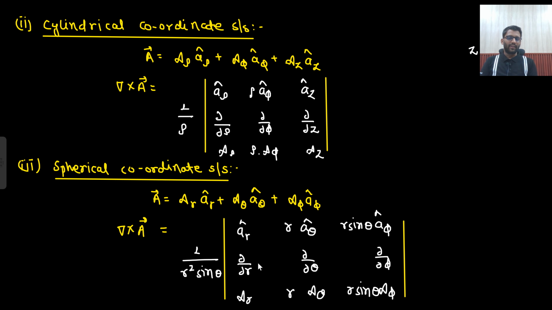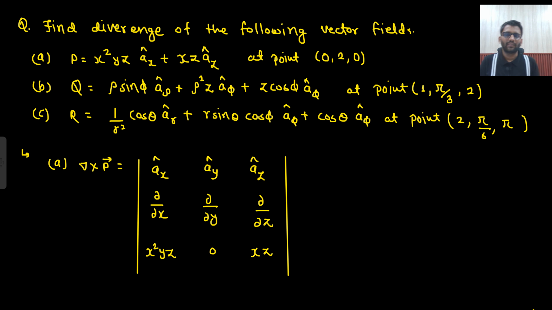Are you getting this point? Del cross a is 1 by r square sin theta, ar, r sin theta, a phi. So this is the final result. If you write it down 3 to 4 times, you will certainly be able to remember it. There is no doubt about that, right? Let's go to the next one.